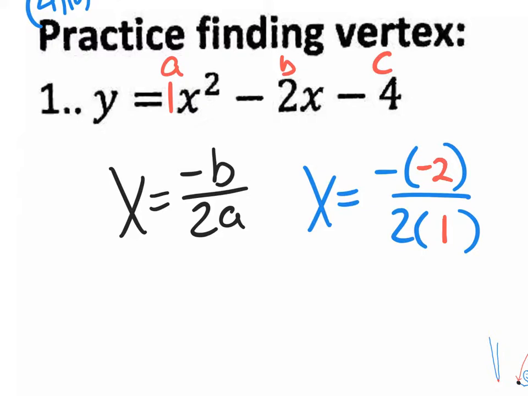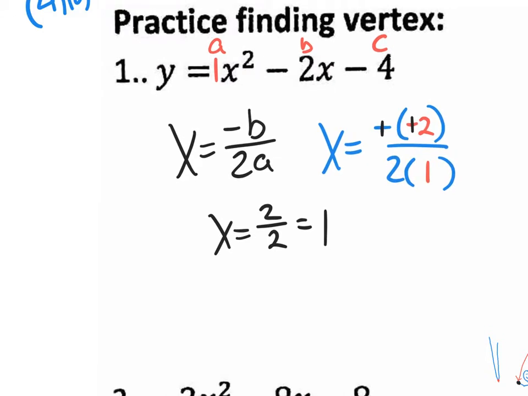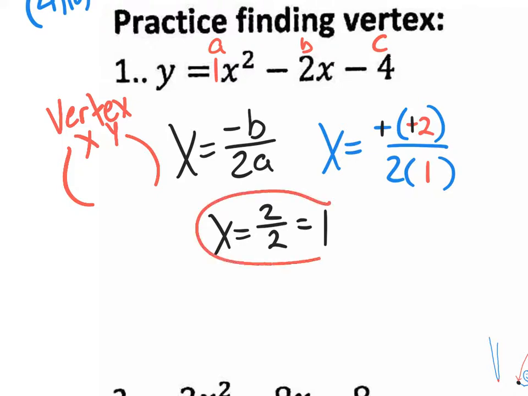x equals negative negative 2. So what does that mean? Negative negative changes to plus. Positive, right? So we really have x equals 2 over, what's 2 times 1? 2. So what does x really equal? 1. Now, ladies and gentlemen, we said a couple of moments ago that a vertex is a coordinate, an x and a y value. So what did we just find? We found x. So you plug in that x value right here. That's half of what you need so far for the vertex.